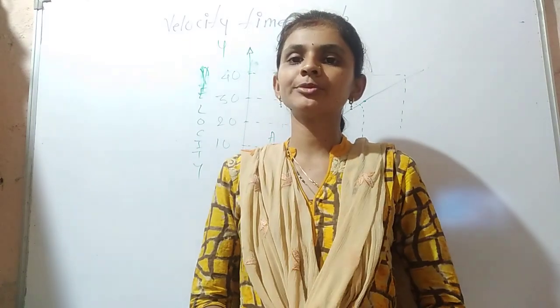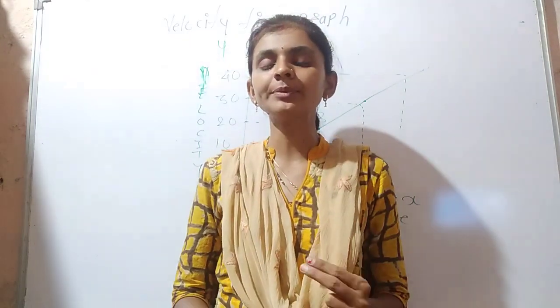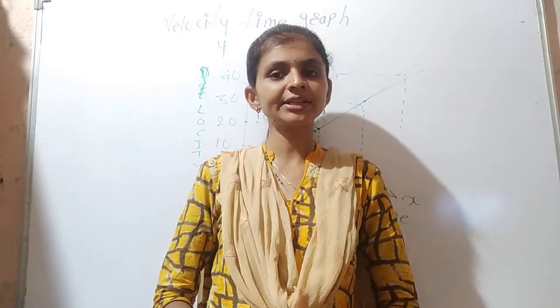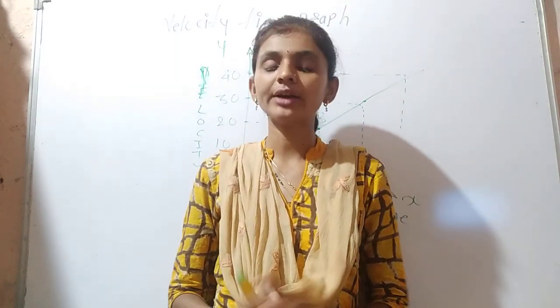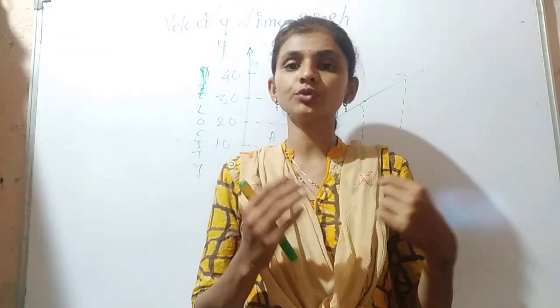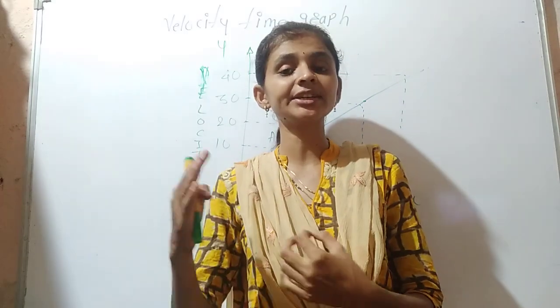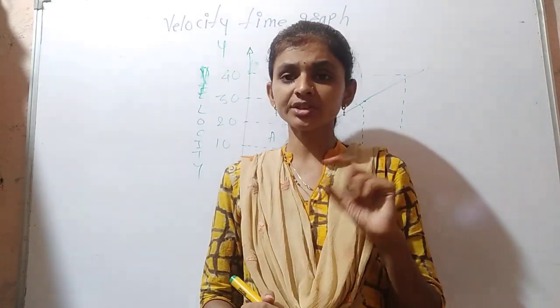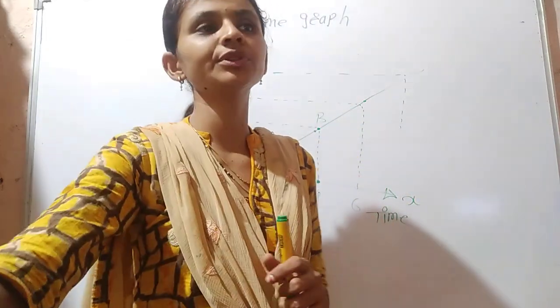In the last period we already discussed the velocity time graph. In the velocity time graph, I already explained there are two types. One is a uniform velocity graph and the second one is a uniform accelerated velocity graph. So what is the difference between the uniform velocity graph and the accelerated uniform velocity graph? We will discuss the difference with one diagram.